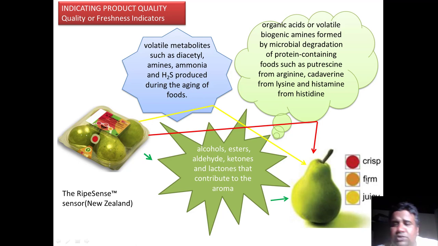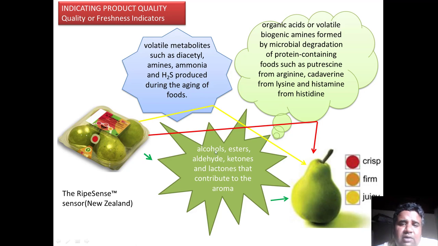firm and a little juicy, and then it will become kind of pale yellow, or you can say brownish yellow, and finally the juice content will increase, and then it will appear as a very yellow spot. So if it is a yellow spot, then we can say that it has attained full maturity and it is very juicy. If it is a red spot, we can say it is very crispy.